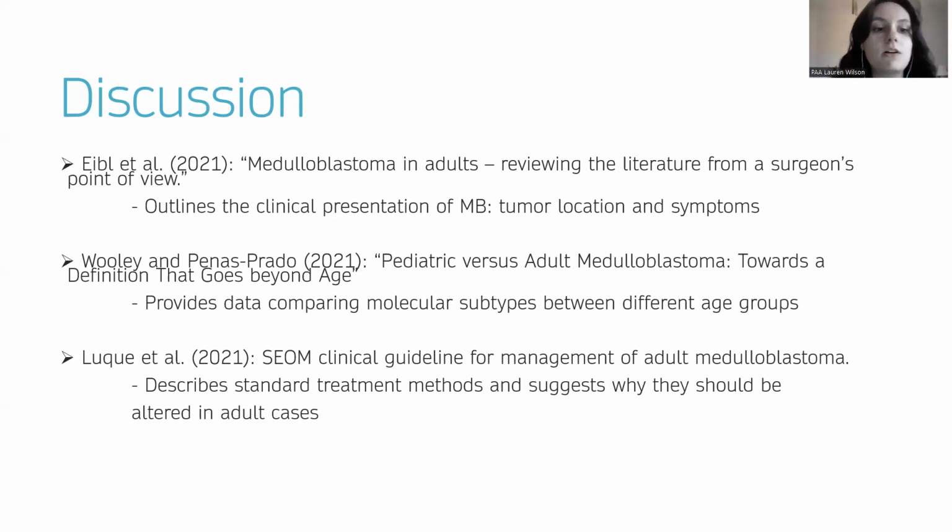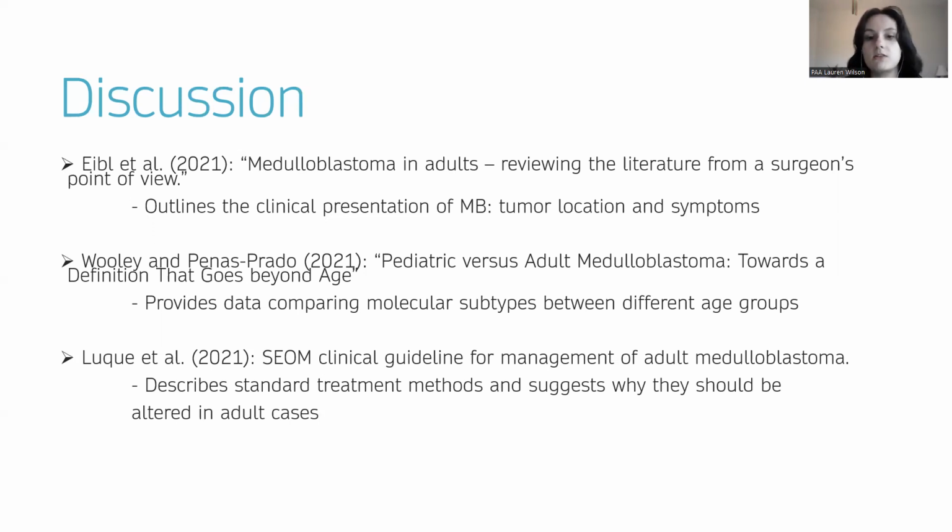The second article that I'll be talking about briefly is by Woolley and Panis-Prado, also 2021. And their article was Pediatric versus Adult Medulloblastoma: Towards a Definition That Goes Beyond Age. And this article is really great because they were able to compile a lot of data around the different molecular subtypes and the different age groups.